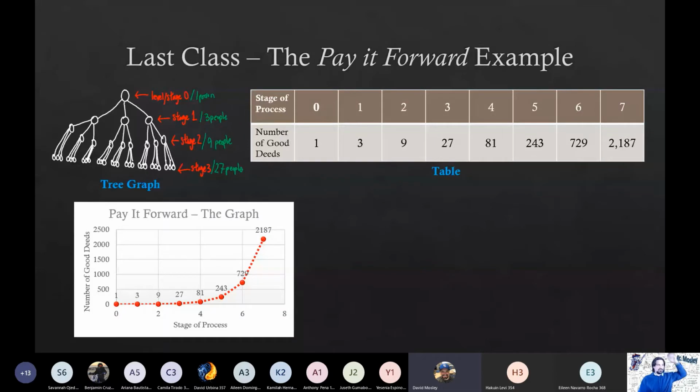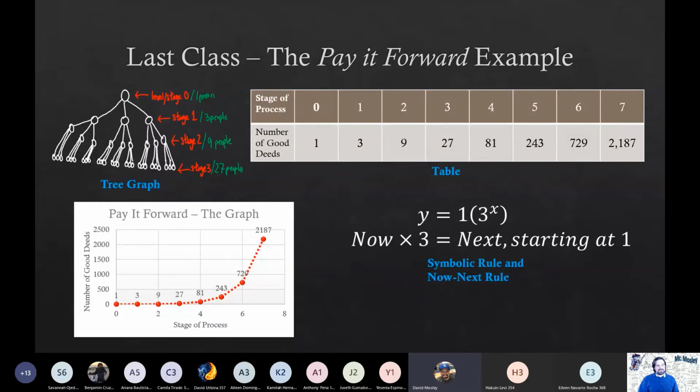We also took a look at the graph. This graph shows how, as we move along on the x-axis in the stage of the process or the level of the process, the number of good deeds starts to grow faster and faster. And this line is an exponential curve, as we would call it in math. It is not a straight line. It definitely turns, and it has a curve to it, which is visually much different than the linear functions we previously studied, that are just a flat straight line, no curve.